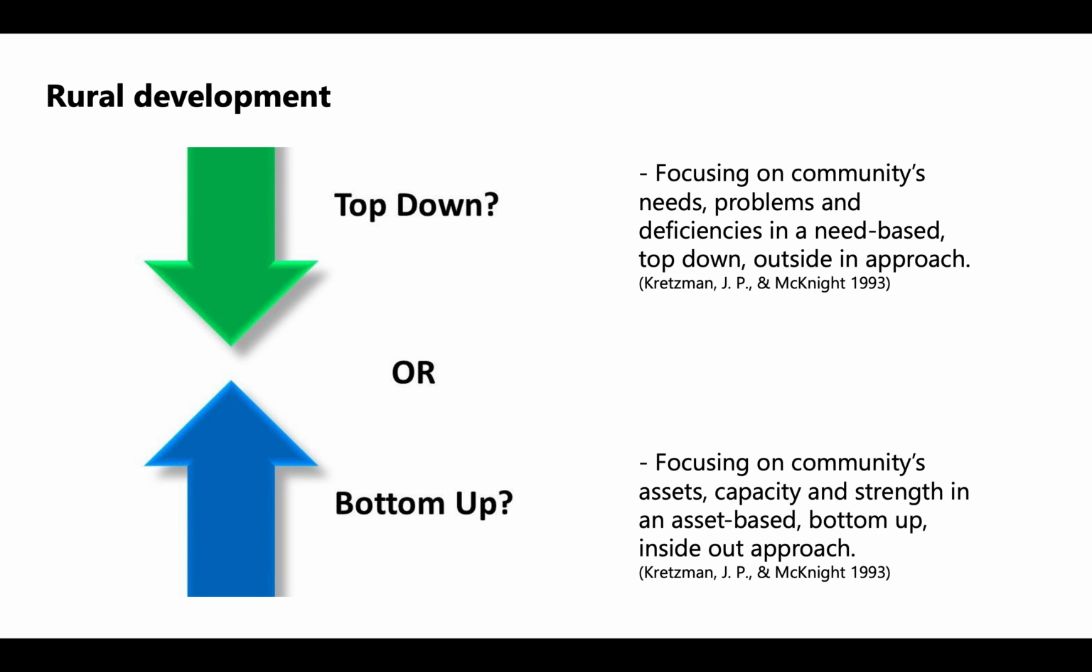Okay, we begin to ask what is the current model of rural development. The prevailing approach is a top-down model, which usually focuses on communities' needs, problems, and deficiencies in a need-based, top-down, outside-in approach. Under top-down plans, the construction work is fashioned to emphasize speed, efficiency, and economic growth. They often ignore people's main concerns like livelihoods, traditions, and cultures. Moreover, it may create dependency because they come to believe that their well-being relies on others.